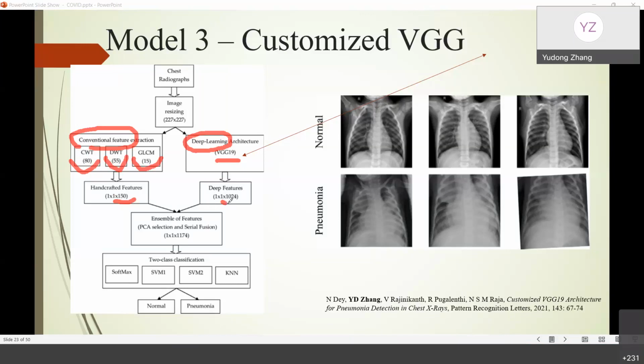We get 1,024 transfer learning features. We merge the two features and we use some PCA selection and CRA filling, and we tested several different classifiers like softmax, support vector machine 1 and 2, there are two variants, and the k nearest neighbors. Also, the result is quite good. We get very excellent results.